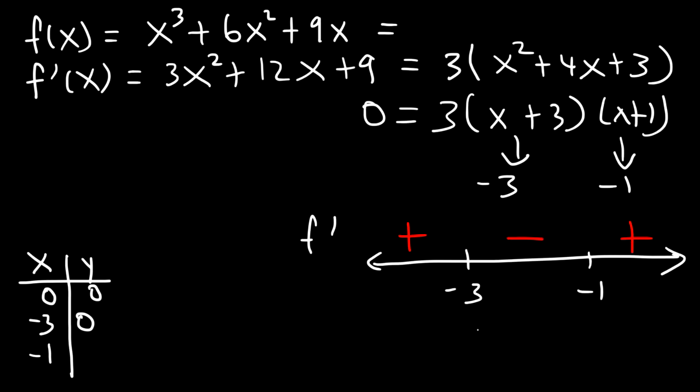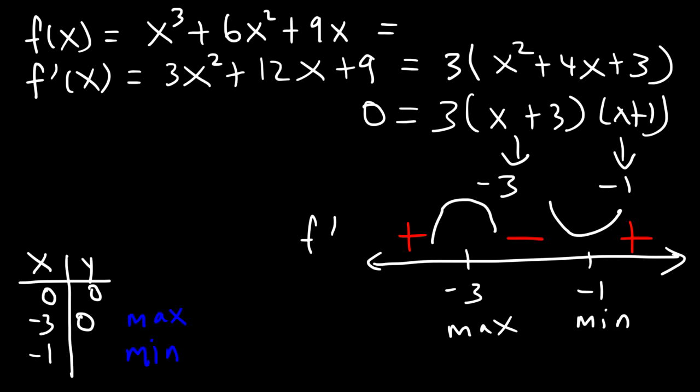Also, notice that we have a maximum at negative 3 and a minimum at negative 1. So at negative 3, notice that to the left the function is increasing and then to the right it's decreasing. So that's a max. For the negative 1 critical point, it's decreasing then increasing. So that's a minimum. So I'm just going to mark that here. So at negative 1 we have a minimum, and at negative 3 we have a maximum.